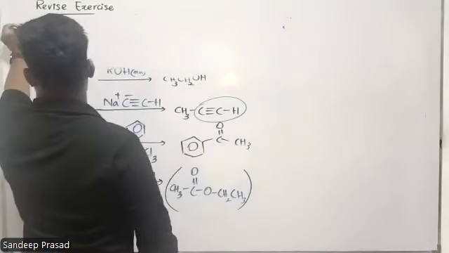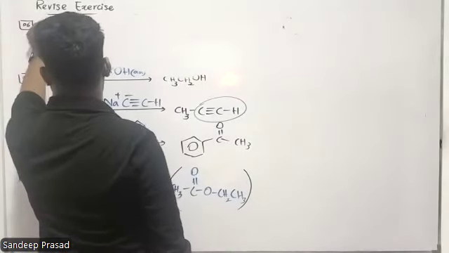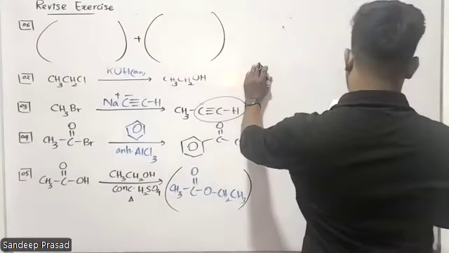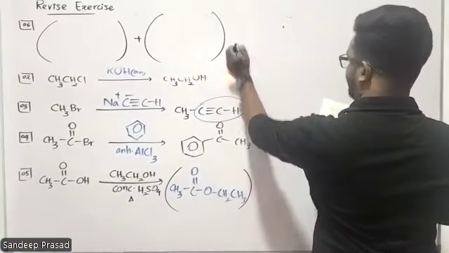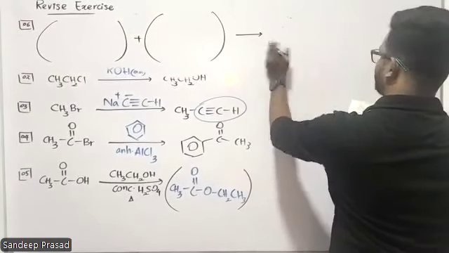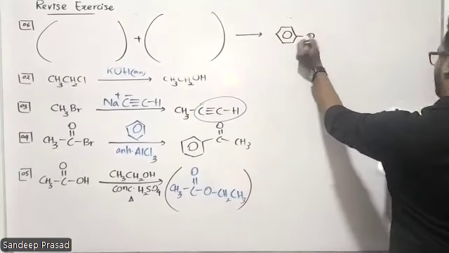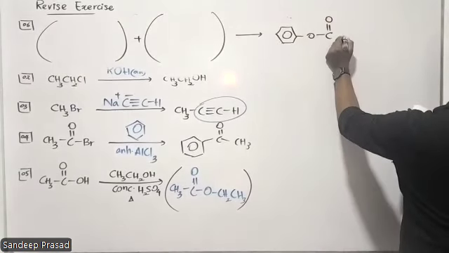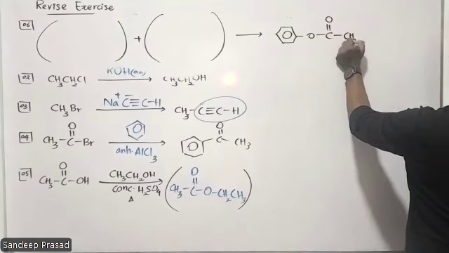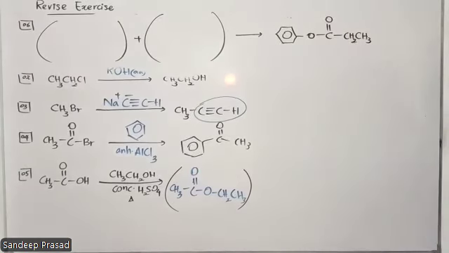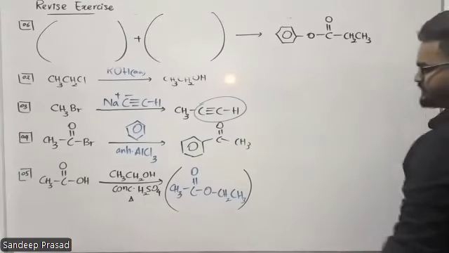Number 6. There are two compounds. They are connecting together and producing this kind of an ester, O C double bond O, CH2CH3 in this way, right? So this is also an ester.